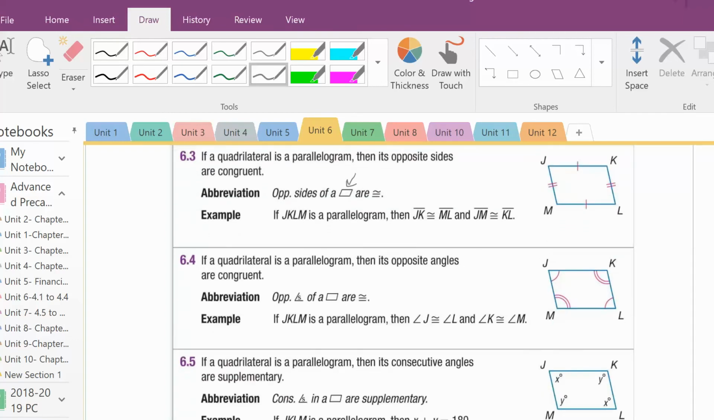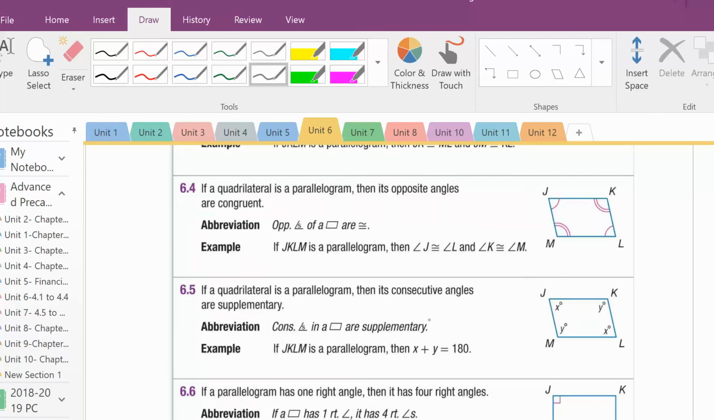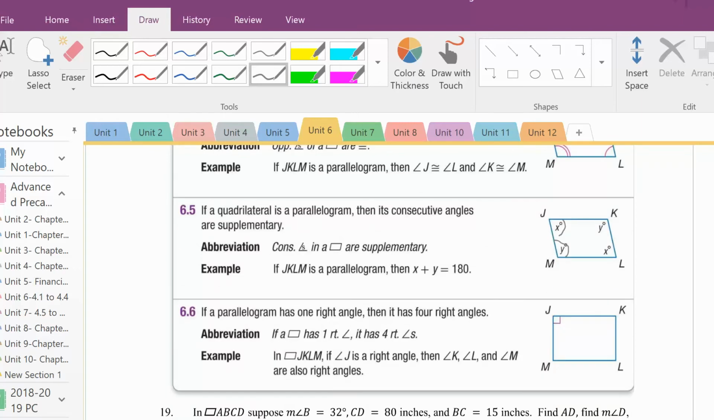If a quadrilateral is a parallelogram, then its opposite angles are congruent. So opposite angles of a parallelogram are also congruent. And since their opposite sides are parallel, these angles x and y are consecutive interior angles, which means the consecutive interior angles are supplementary. So consecutive angles in a parallelogram are supplementary. And since the angles of a parallelogram add up to 360 degrees, if one angle is 90 degrees, that means all four angles are 90 degrees.